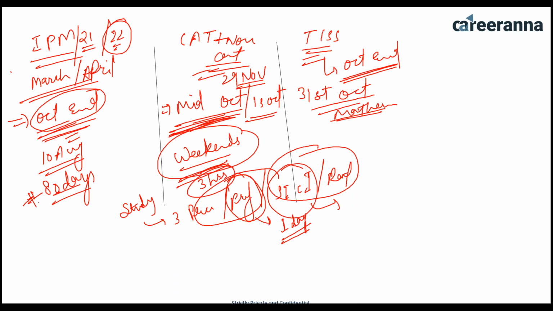If you are preparing for IPM or CAT or TISSNET or non-CAT, any of the exams, this should be your strategy. Today is your day one. If you are starting today, then today is your day one, and you can easily do it. You have 80 days here. You have 75, I think 65 days here, and 80 days here.